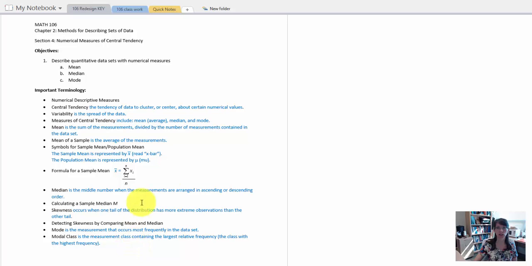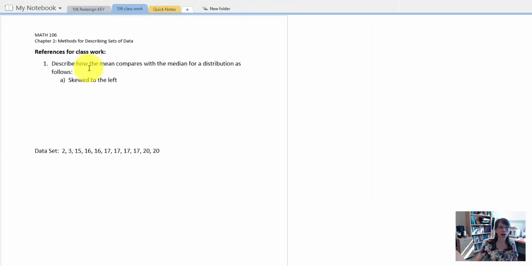So let's look at our first example. We're going to describe how the mean compares with the median for a distribution as follows. If we have an example of skewed to the left, we'll have a picture that looks something like this. You can see that the tail on the left side of the mound is much longer than the tail on the right side of the mound. So this is what skewed to the left would look like.